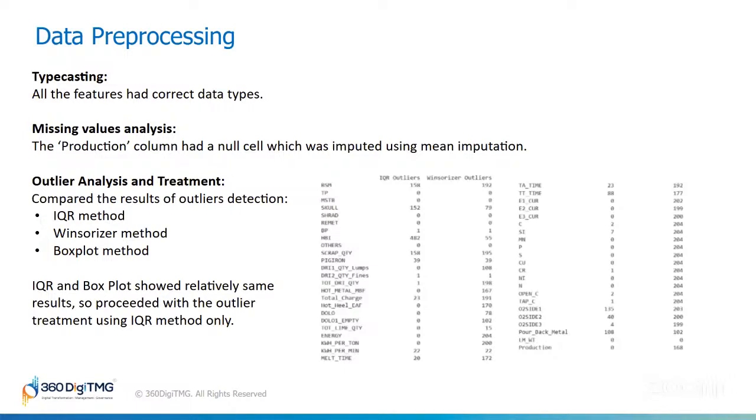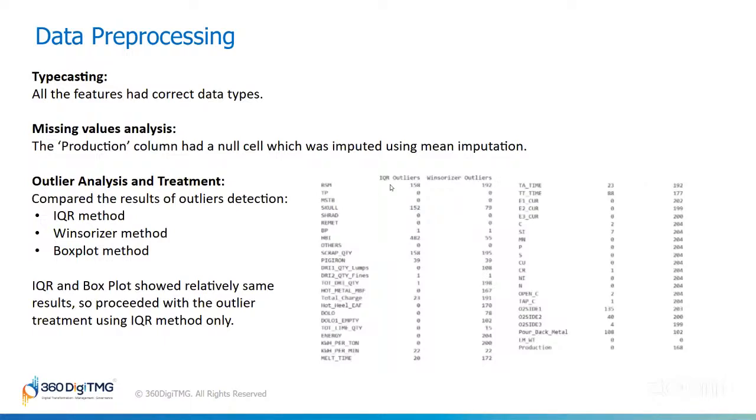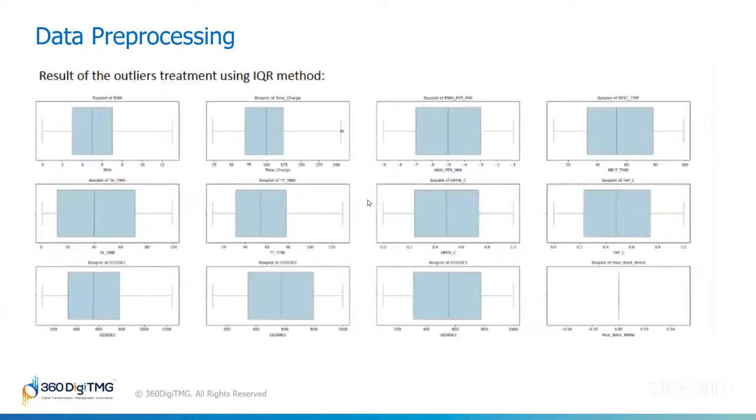After that, we move further to data pre-processing. In the pre-processing, we apply typecasting, missing value imputation, then outlier detection. In the outlier detection, we use the winsorization method using the box plot. In this screenshot, you can clearly see the outliers for each column, how many outliers there are for each column. And these are the results of outlier treatment using the IQR method.